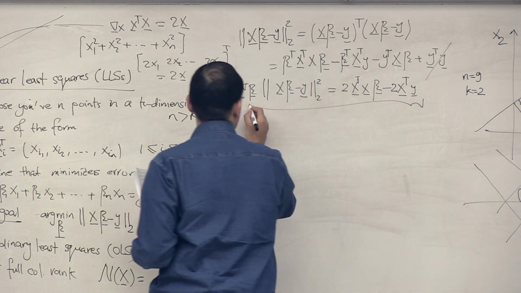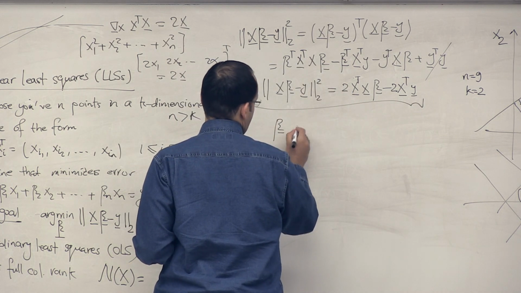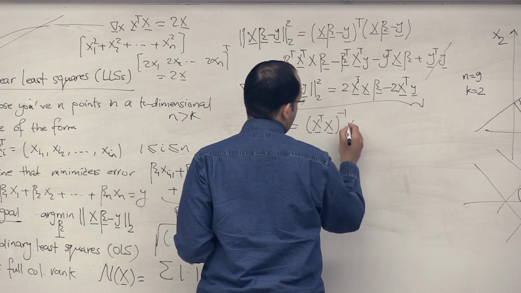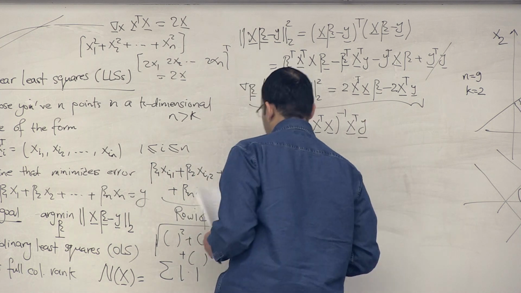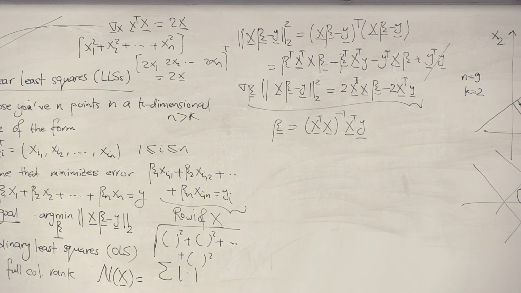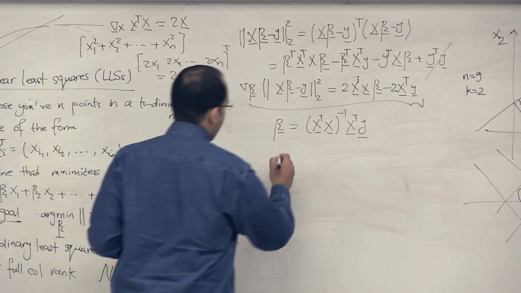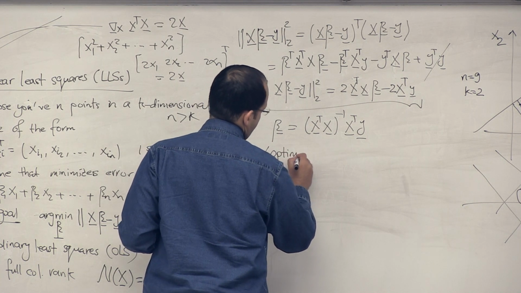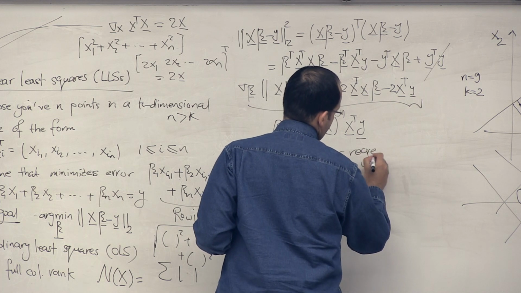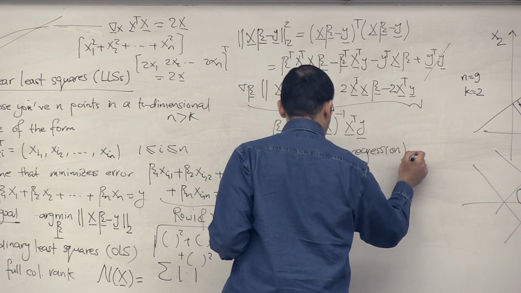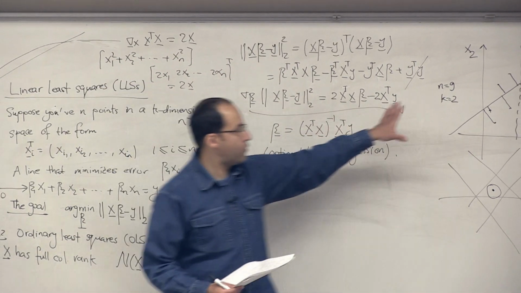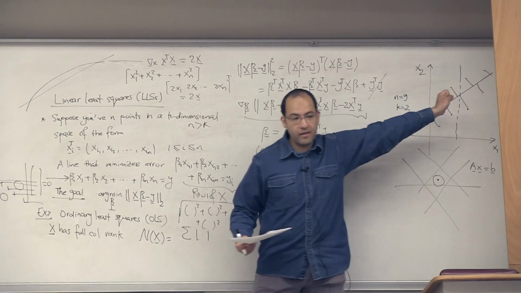All right, what is the beta that minimizes this? It will end up being x transpose x inverse x transpose y. So this is the beta that has the coefficients that solves for you the optimal linear regression. Why is it called regression? Because you are trying to minimize the errors. You make the errors or the distances regress.